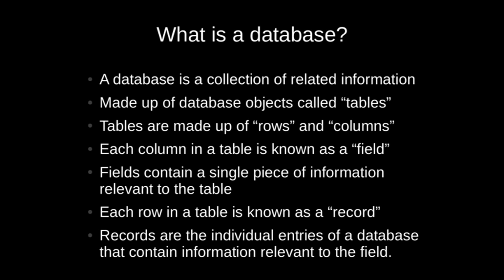Now, what is a database? A database is a collection of related information made up of database objects called tables. Tables are made up of rows and columns, and each column in a table is known as a field. Fields contain a single piece of information relevant to the table, and each row in a table is known as a record. Records are the individual entries of a database that contain information relevant to the field.